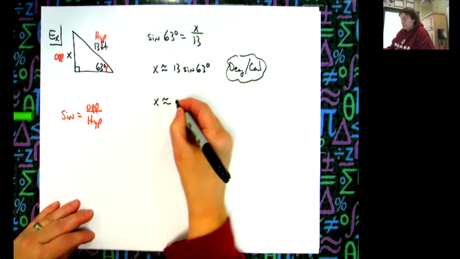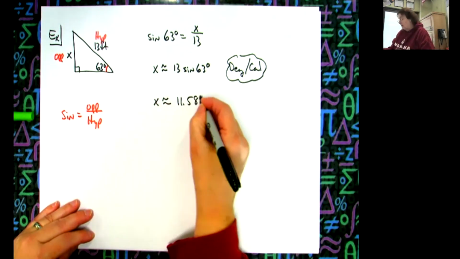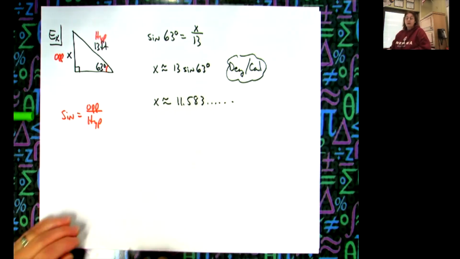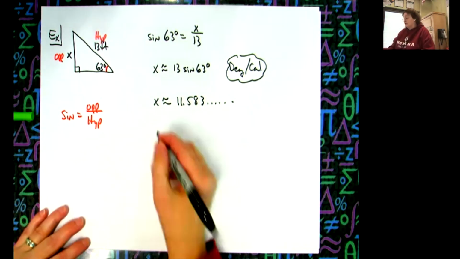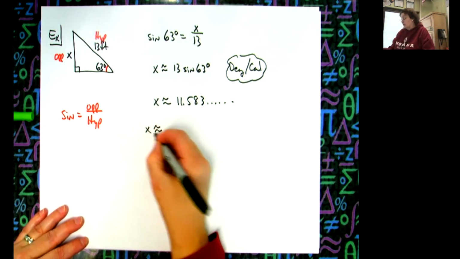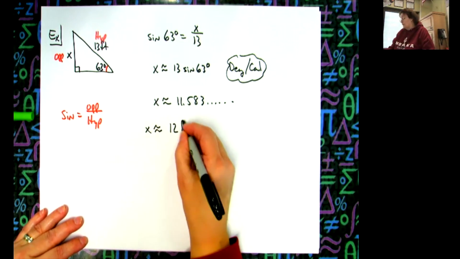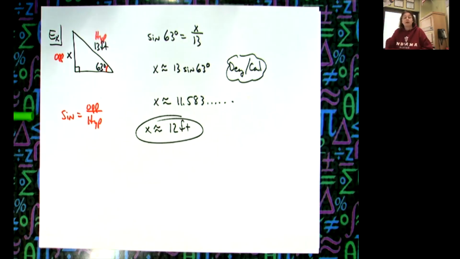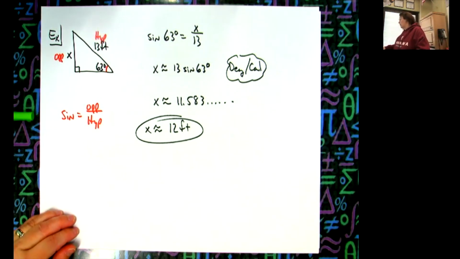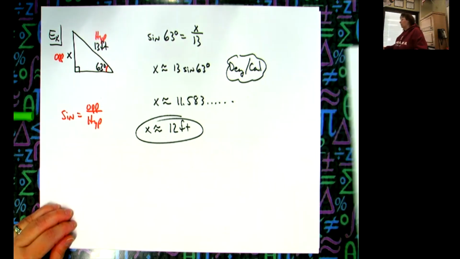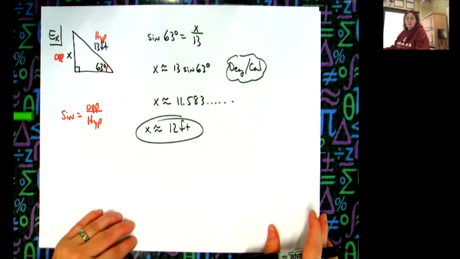You get x is 11.583, something, something. Whatever that tells you to round to, that's what you're going to round to. So maybe x is equal to, say, 12 feet on this one, if they're rounding to the nearest whole number. But I am under the assumption that you did do this quite a bit in your geometry class. So that pretty much takes care of the rest of 4-3.